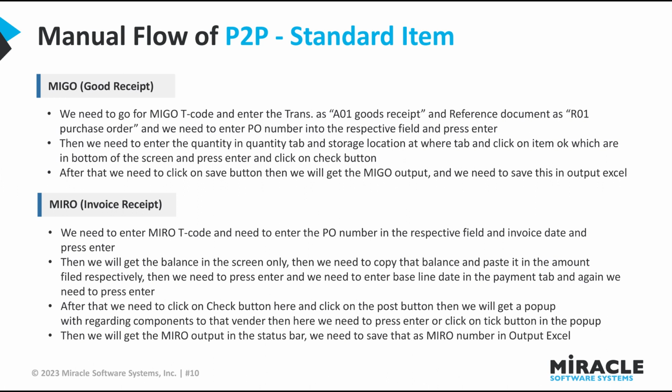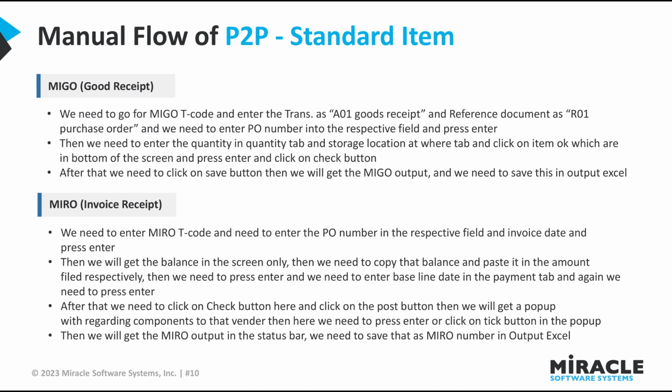Then coming to MIRO, that is Invoice Receipt. We need to enter the MIRO T code and enter the PO number in the respective field and the invoice date and press enter. Then we get the balance on the screen only. Then we need to copy that balance and paste it in the amount field. Then we need to press enter, enter the baseline date in the payment tab, and again press enter. After that we need to click on the check button and click on the post or save button.